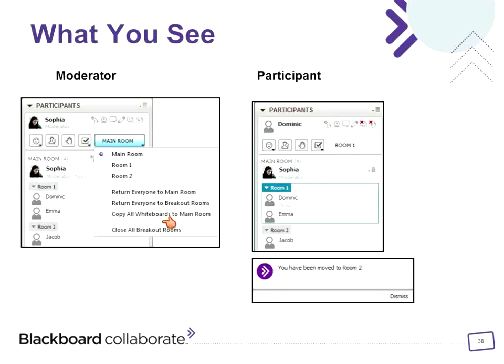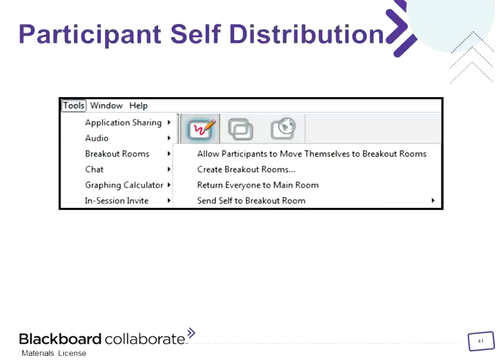All right, so a couple of things. You can allow students to move themselves by going to the Tools menu, selecting Breakout Room, and then selecting Allow Participants to Move Themselves. Remember, the default is that they cannot move themselves. So Leanne, we covered that on Tuesday, but that's a good question.